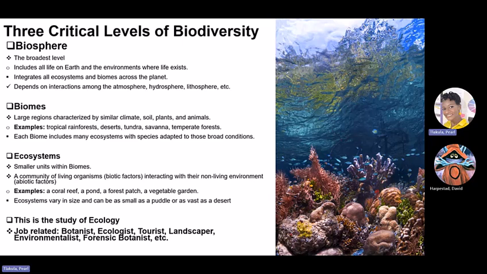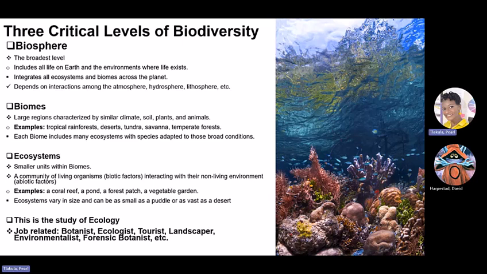The smallest level is called an ecosystem. This is made up of a community of living organisms, biotic factors, and abiotic factors. Examples would be a coral reef, a pond, a forest, and a vegetable garden. Ecosystems vary in size and can be as small as a puddle or as vast as a desert.